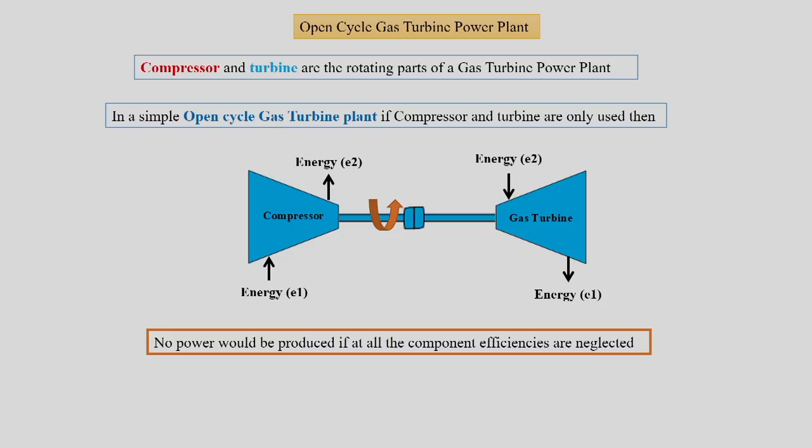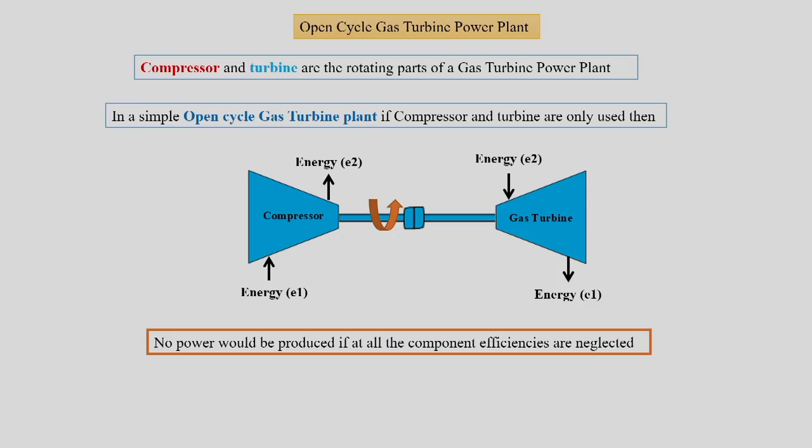If it would have been producing a power, then that composition of compressor and turbine would be similar to what we call a PMM1, a perpetual motion machine of the first kind. Without supply of any energy, it would produce work output, and it is not correct. So such composition to form the gas turbine power plant is not proper.